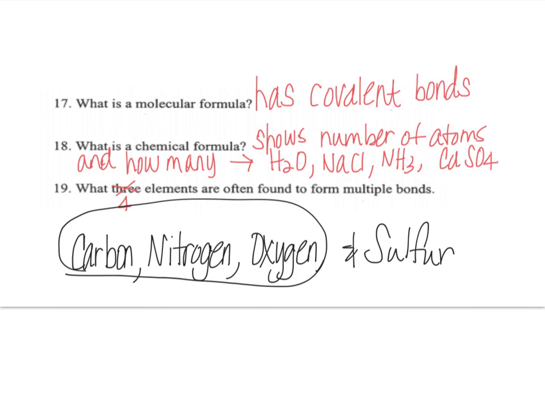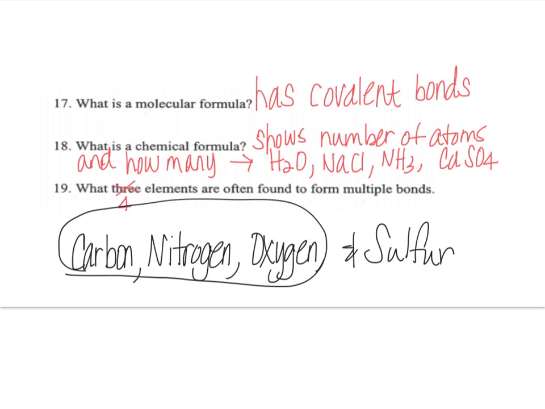Number 17, what is a molecular formula? A molecular formula is one that has covalent bonds. Remember, we call covalent bonds molecules. The chemical formula is the formula that shows the number of atoms and how many of each kind. And that can either be an ionic or covalent compound, either one. It is a chemical formula, and I've given you some examples there.